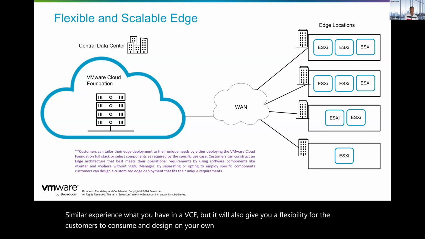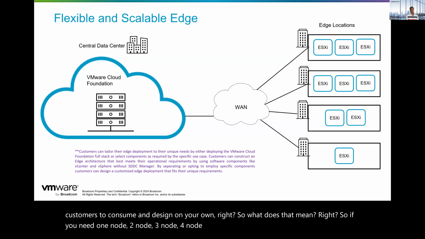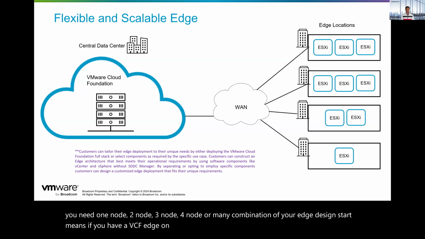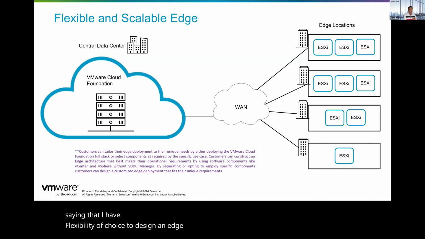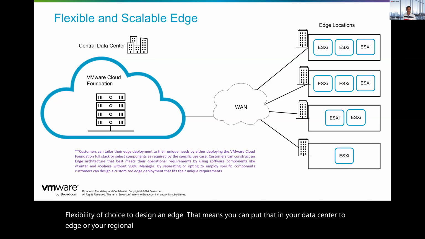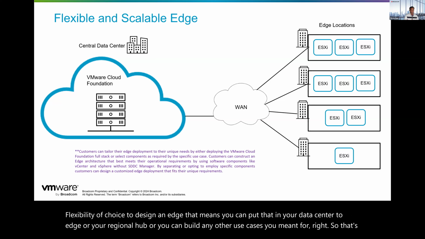So what does that mean, right? If you need 1 node, 2 node, 3 node, 4 node, or many combinations for your edge design. That means if you have VCF Edge at your location or on your premises, you have full flexibility of choice to design an edge. You can put that in your data center edge or your regional hub, or build any other use cases you meant for. So those are the major highlights here.